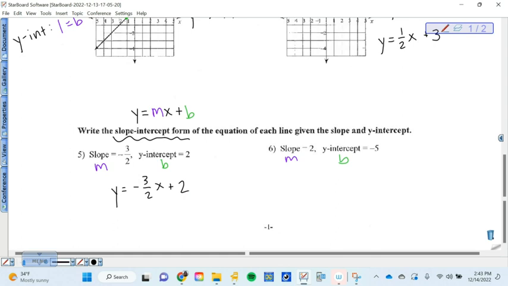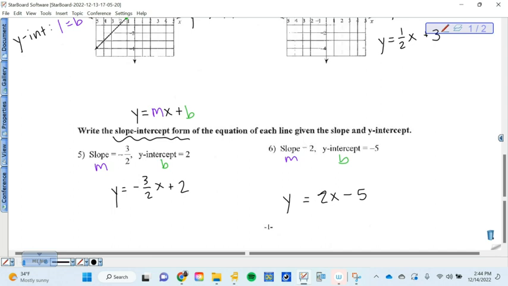Dylan, can you tell me number 6? What's my equation? Got slope of 2, y-intercept -5. What's my equation? The y-intercept is b, right? Yep. So it's -2x plus -5 equals what? Or y equals?